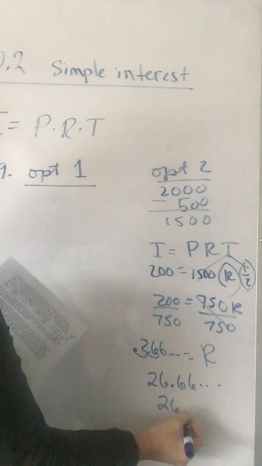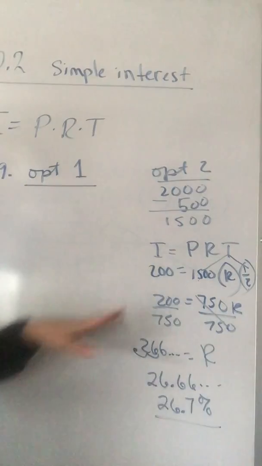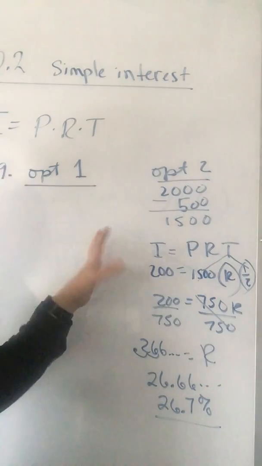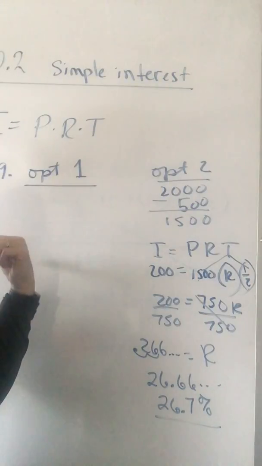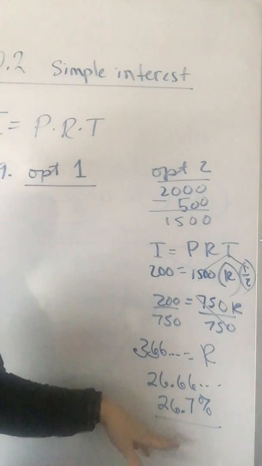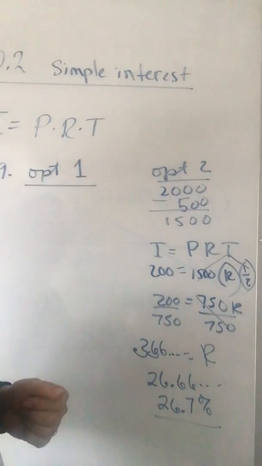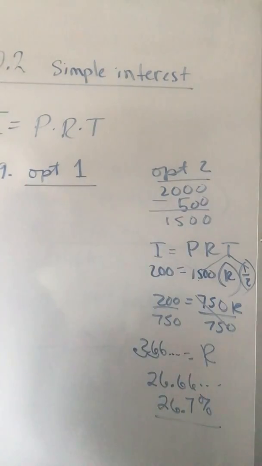To the nearest 1/10 of a percent, it'd be 26.7%. So actually, this one won. This is a little better deal for us, even though it seemed like you paid a little more interest on it, the $200 as opposed to the $150. It actually worked out to be pretty small because it was on a bigger principal. So because you paid on $1,500, it wound up being a little better deal. So option 2 would be your final answer on that one.